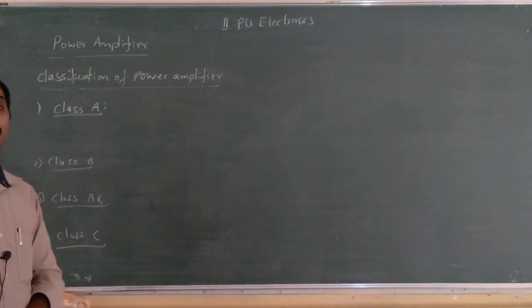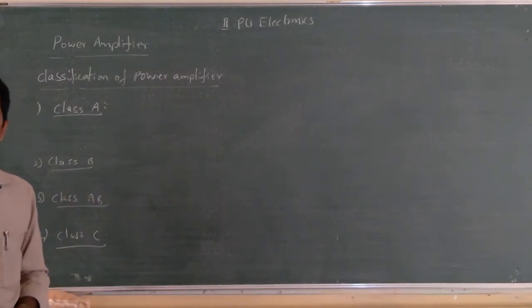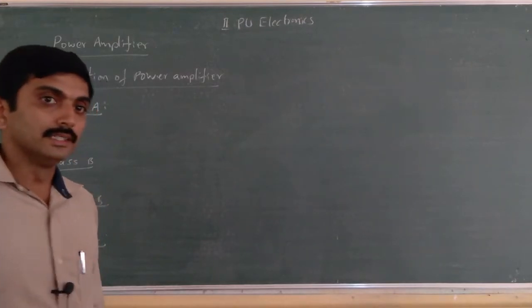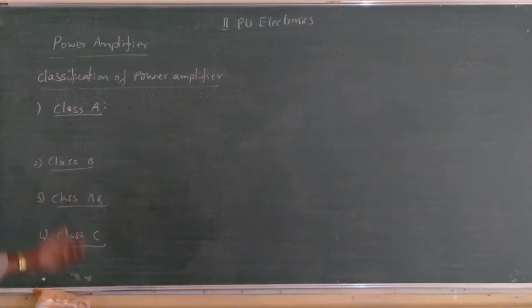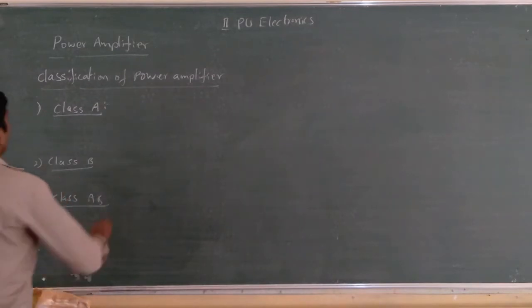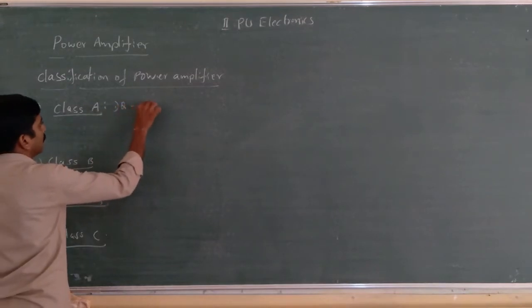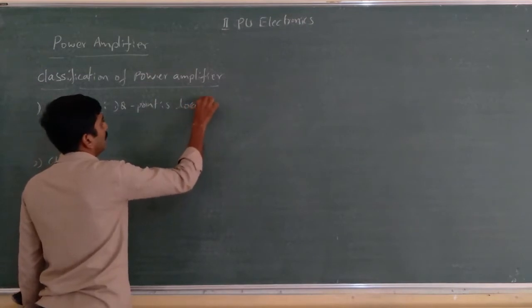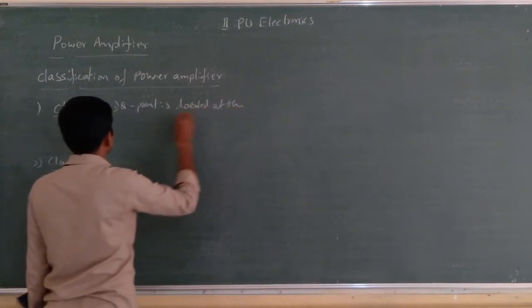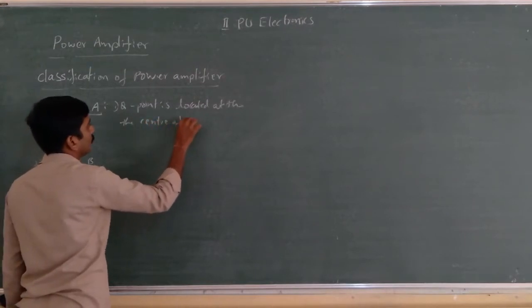Okay, let us see how the Q point is located on the DC load line and how the output signal is obtained at the output terminal. Class A amplifier. In this section, the Q point is located at the center of the DC load line.